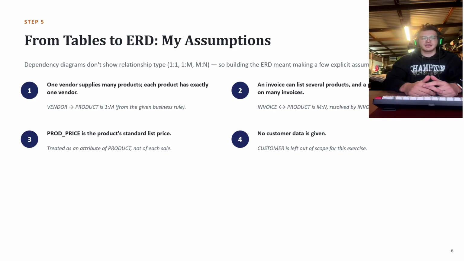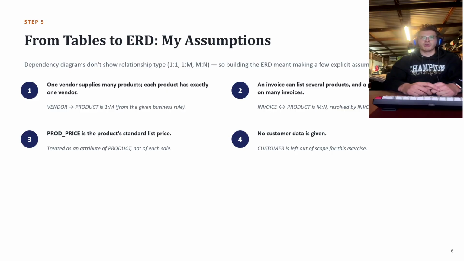Second, I assumed an invoice can list multiple products and the same product can appear on multiple different lines of the invoice or different invoices, which makes invoice and product a many-to-many relationship at heart. That's exactly why invoice line exists. It's the associative entity that resolves that many-to-many into two one-to-many relationships: one invoice to many invoice lines and one product to many invoice lines.